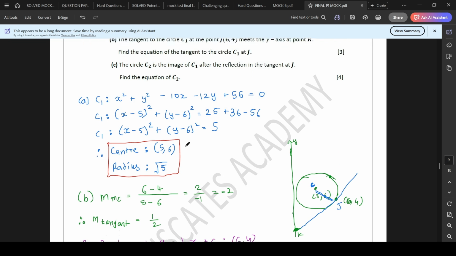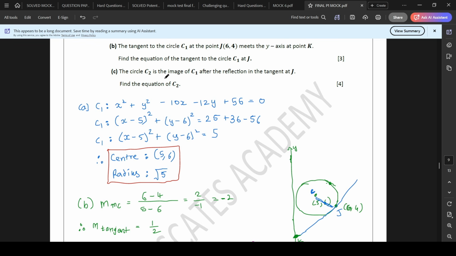Now time to move on to part C. Circle C2 is the image of C1. Let me tell you, this is a very repetitive question that I have seen in quite some years in the Cambridge paper itself, that whenever you have a reflection of the circle, the radius is the same. The circle's radius will be the same because it's a reflection. Now, how do you find the center of the circle? If you have the center of the circle and the radius, you can easily find the equation of the circle C2.